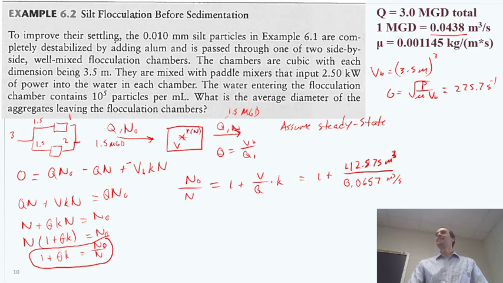I had a different Q. You got a different Q. So what did you do to get your Q? I just multiplied the 3 MGD times the 0.438 over 1 second MGD, and I got 0.1314. So I think you got the Q total here before it was split into two branches. If you divide that by 2, I think you'll get this value. Great, so you did it correct for the total.